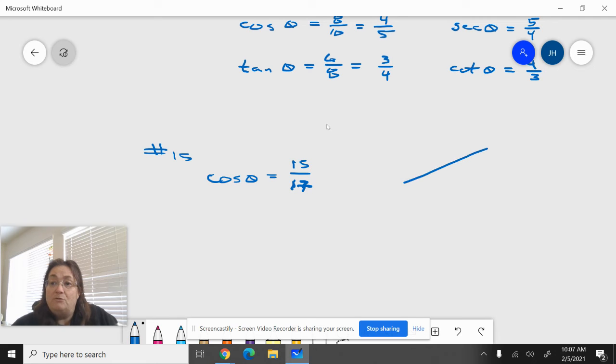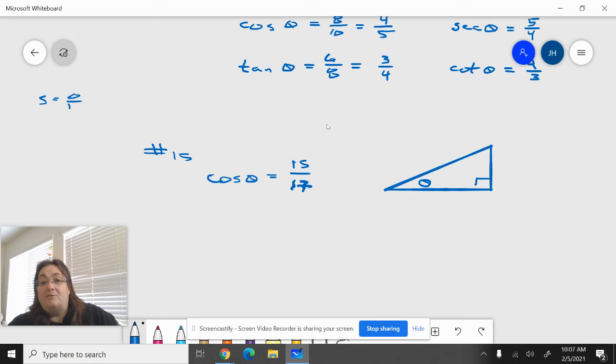Because if I drew a right triangle, it doesn't matter what I make theta, I'm going to make this theta. So what do we know about cosine? Well, we know that sine equals opposite over hypotenuse. Cosine equals adjacent over hypotenuse. And tangent equals opposite over adjacent.